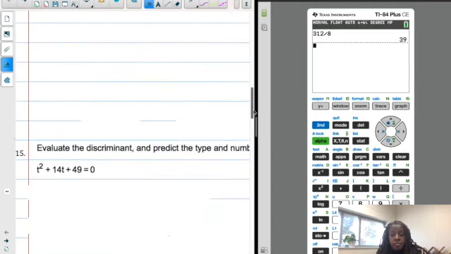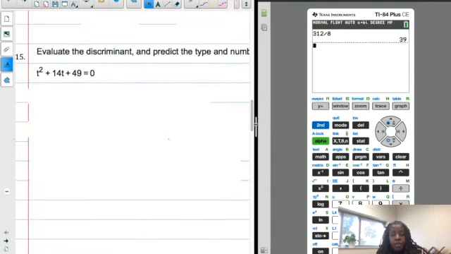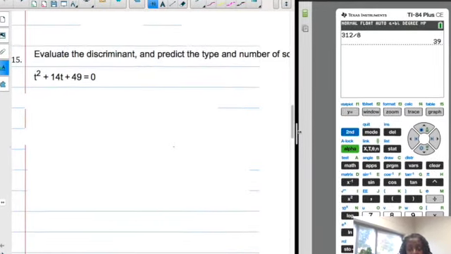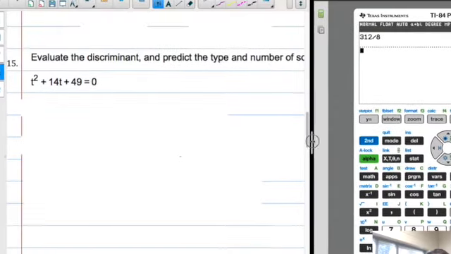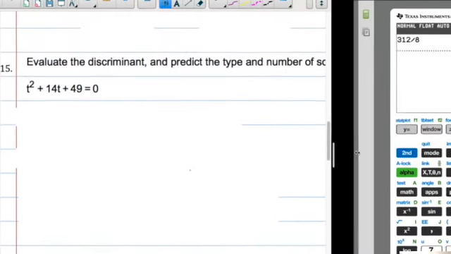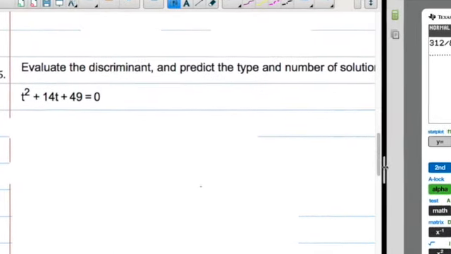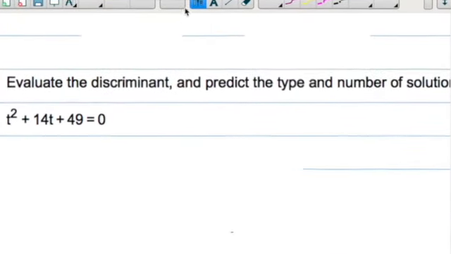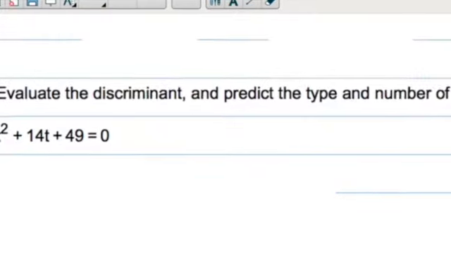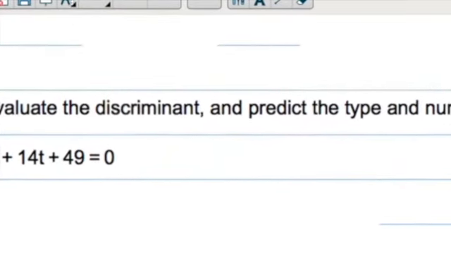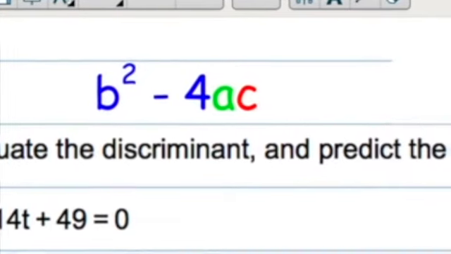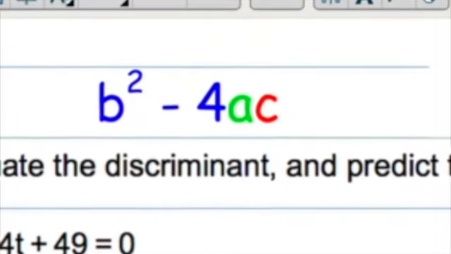Moving on to number 15. Evaluate the discriminant and predict the type and number of solutions. All right, I'm going to move this over a little bit so I can have a little bit more space to move and to talk. Now, what is the discriminant? I hope that you remember the discriminant to be the actual expression underneath the radical in the quadratic formula: b squared minus 4ac.